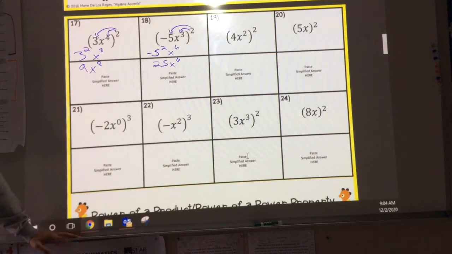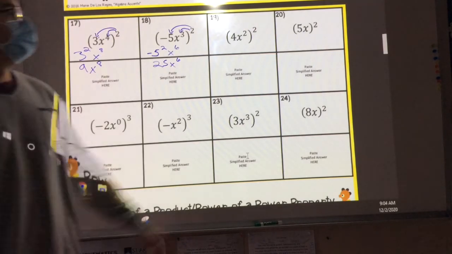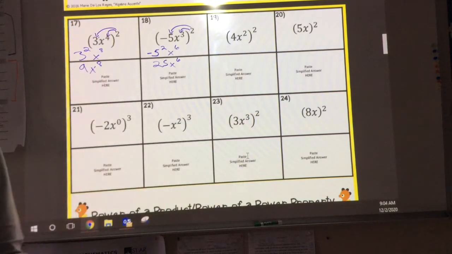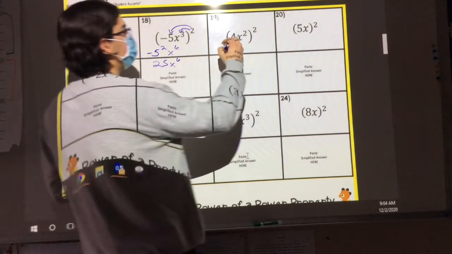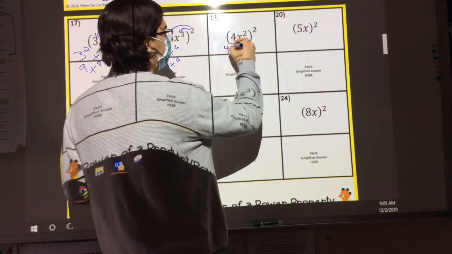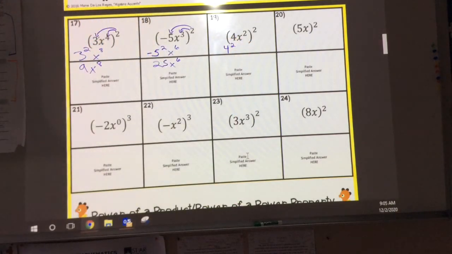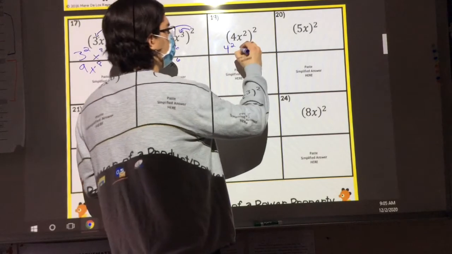We're good there? All right, number 3. Anybody want to take a guess on that one for me? Connor, what do you think? 4 squared and x squared. Part of that's right. Oh, wait, no, 4 squared and x to the 4th. Yeah, good. 4 squared and x to the 4th.